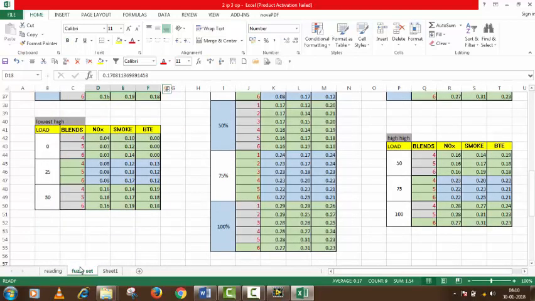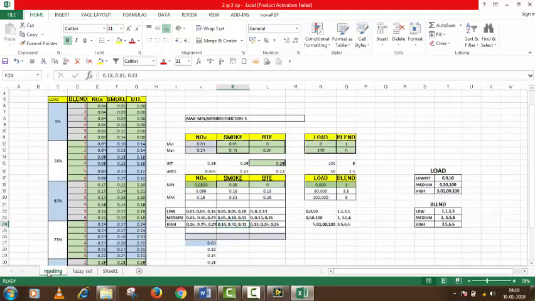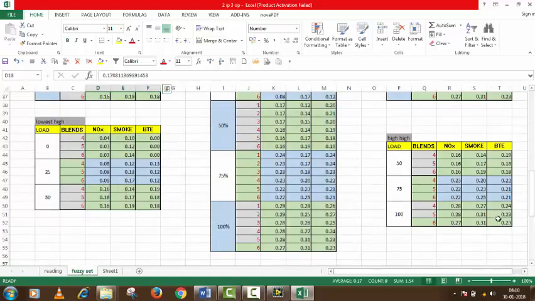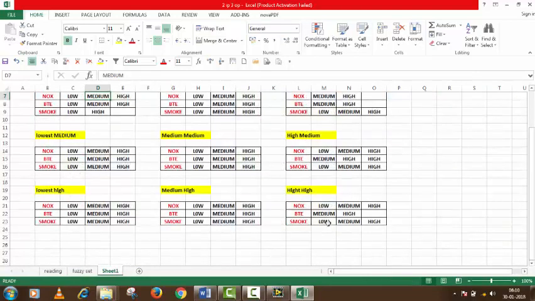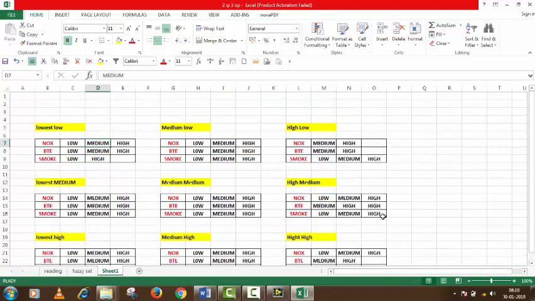Then breakthrough efficiency 0.19 to 0.24. What happens? 0.19 is starting from medium only, medium, high. Low is not there. So medium, high will be there. So we have framed the triangle membership function like this.